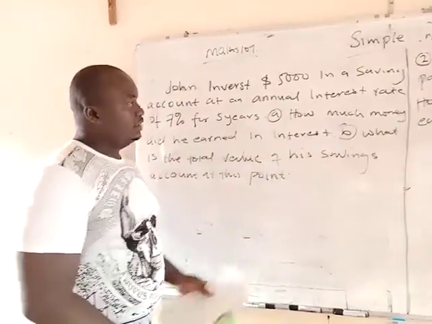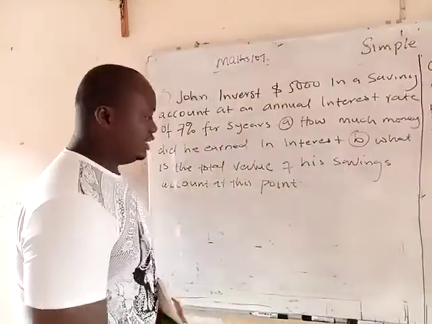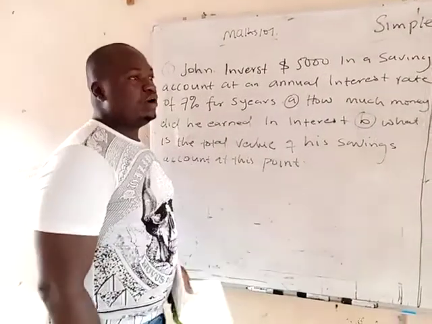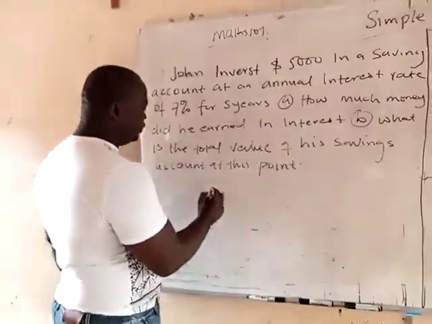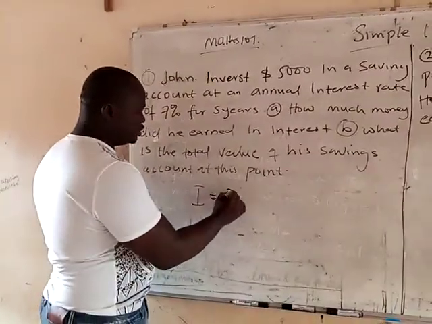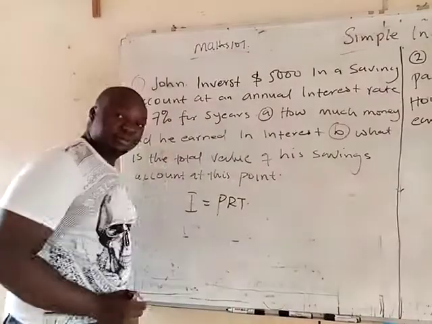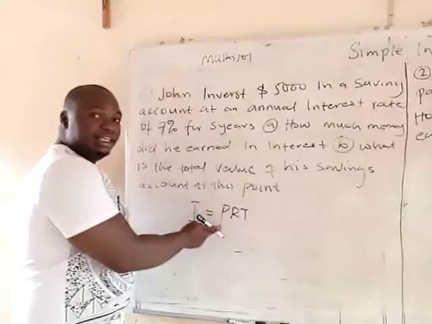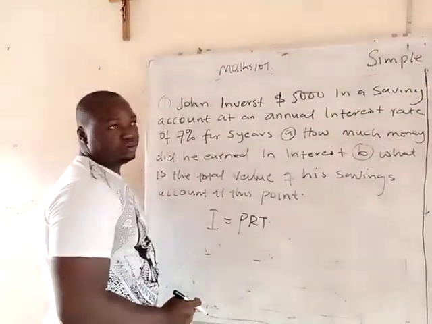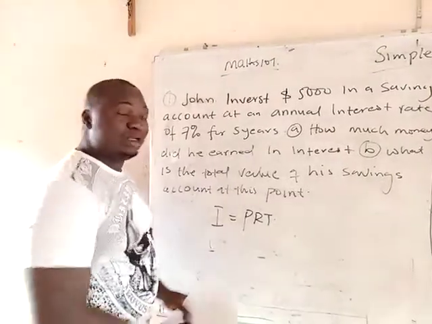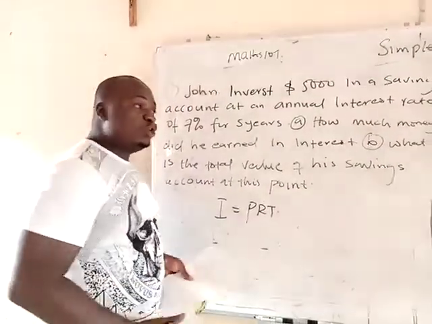Welcome class. Today's topic is simple interest. We're going to go straight to the point. The formula you need in simple interest is I equals to what? P R T. Now the P is the principal amount. Meaning that the P is the what? The present amount of money you want to invest.